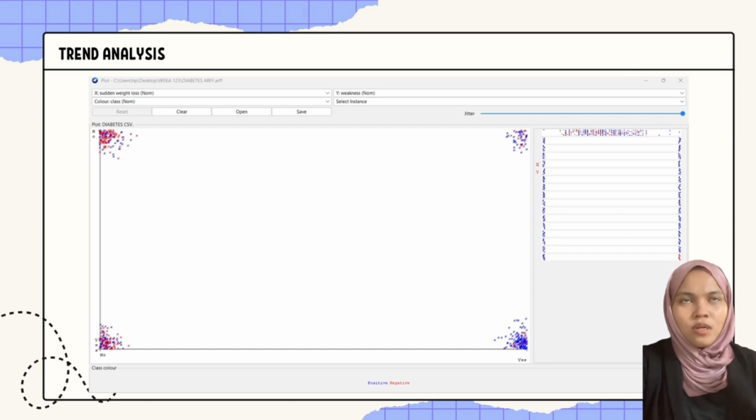Similarly, a yes to weight loss and no to weakness indicates a moderate risk level. A weight loss without weakness is somewhat concerning. The lowest predicted risk will be no weight loss and no weakness. The highest risk is yes to both attributes. This analysis of the figure's trend can help identify those most at risk of early stage diabetes based on the represented attributes of sudden weight loss and weakness.